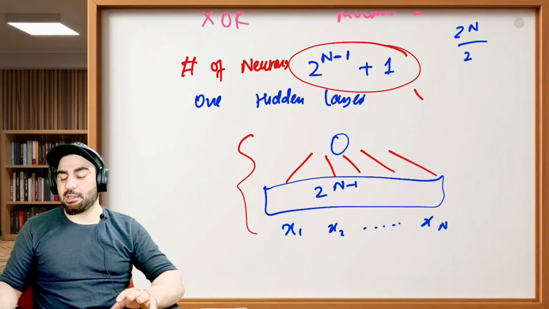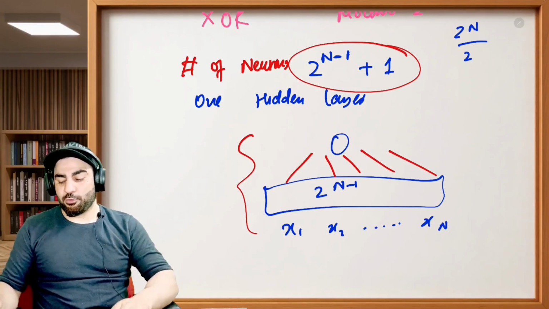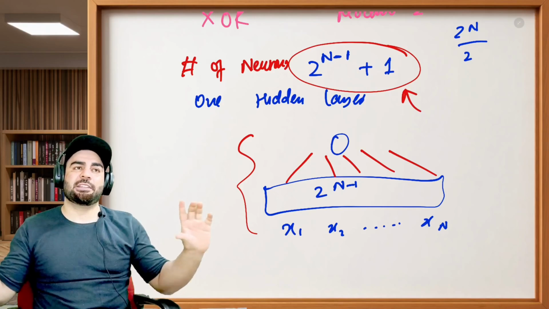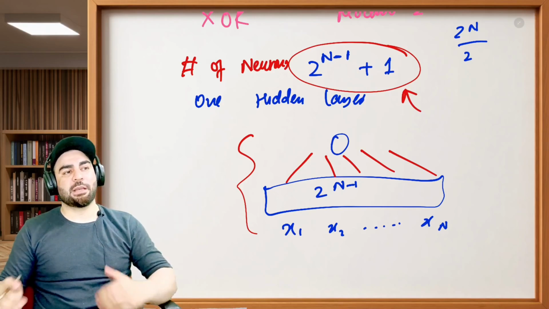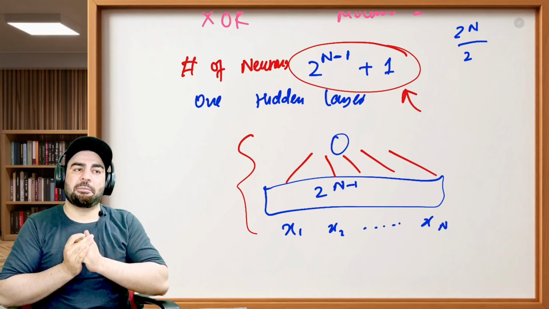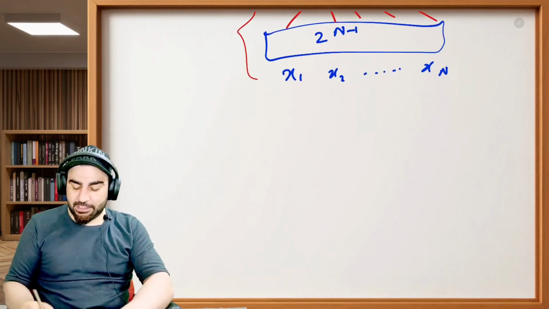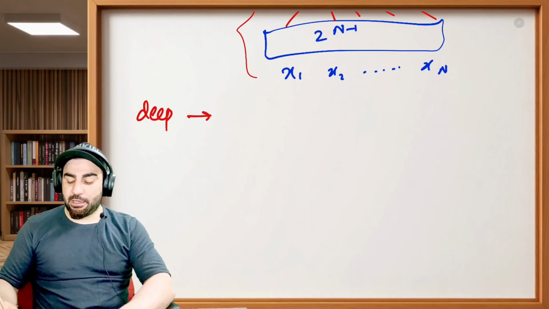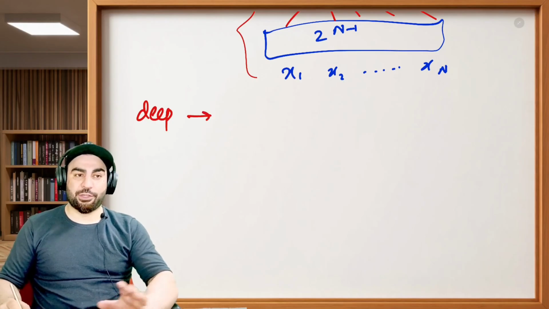So if you are asked what you can do in terms of XOR, if within one layer we have to use this, this is with just one layer. Can we somehow do something? We can make this network deeper. If we can make this network deep, can we somehow reduce the neurons? That is the question we are going to answer now.